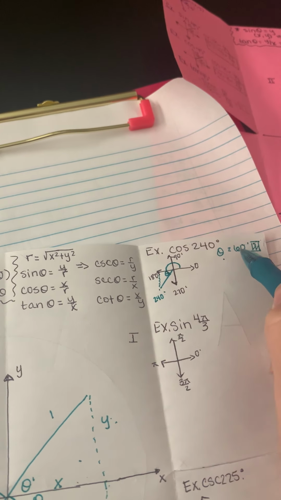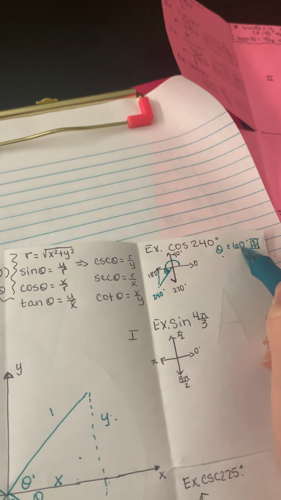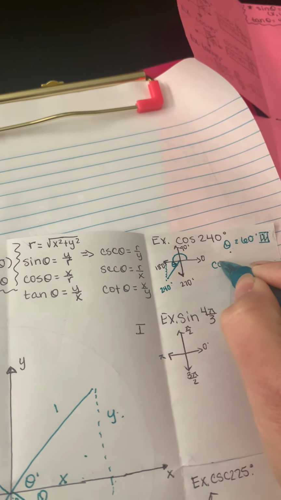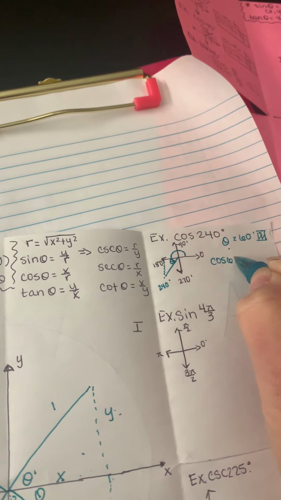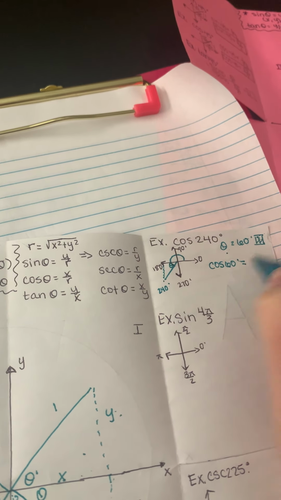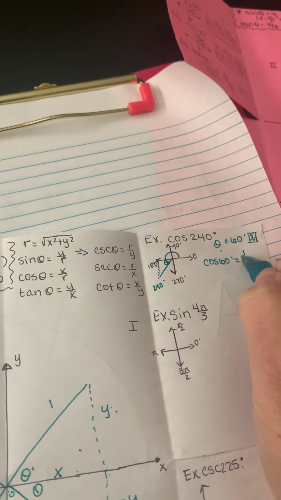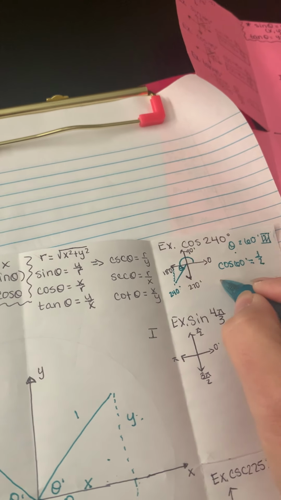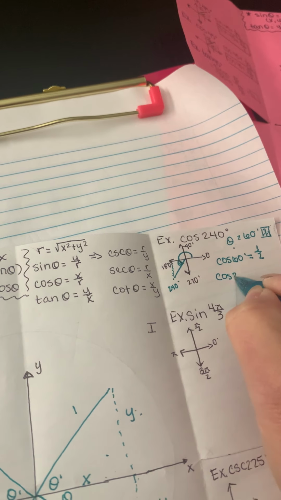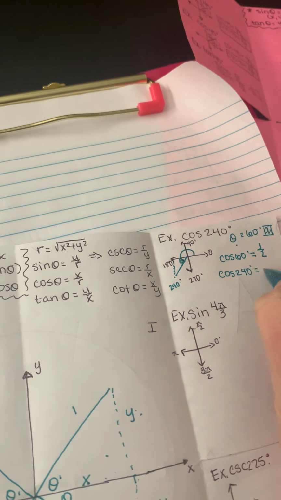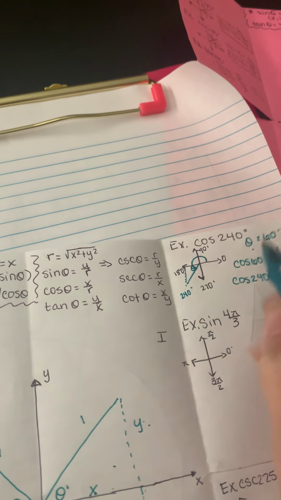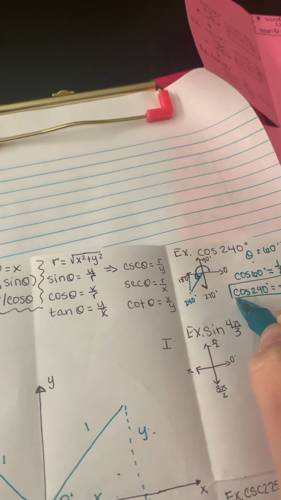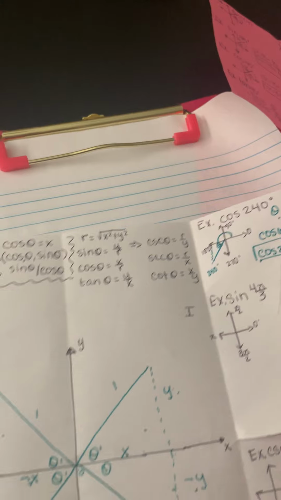Now, since I'm looking at the reference angle of 60, then 240 and 60 both have the same cosine value. So the cosine of 60 degrees is 1/2. And therefore, the cosine of 240 is going to be negative 1/2. There's my answer. Okay? Now, where do I get all this?